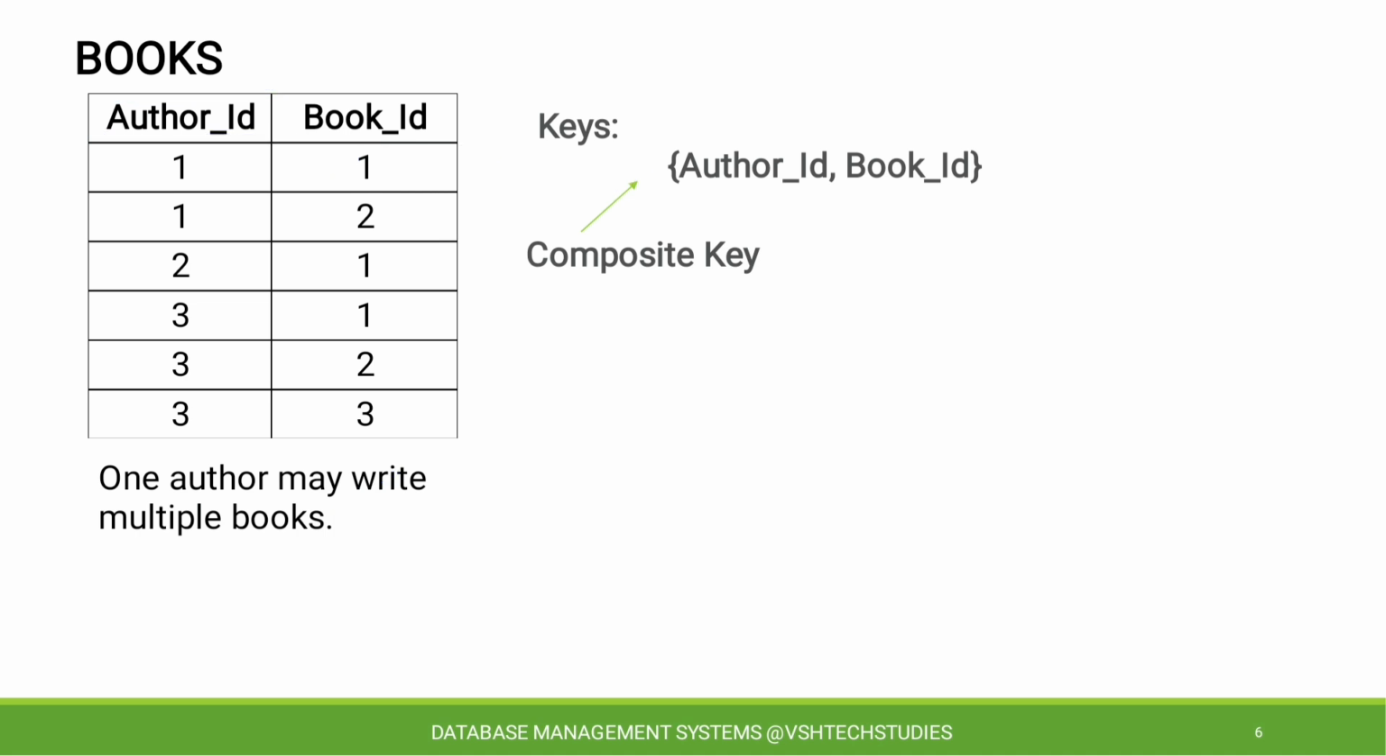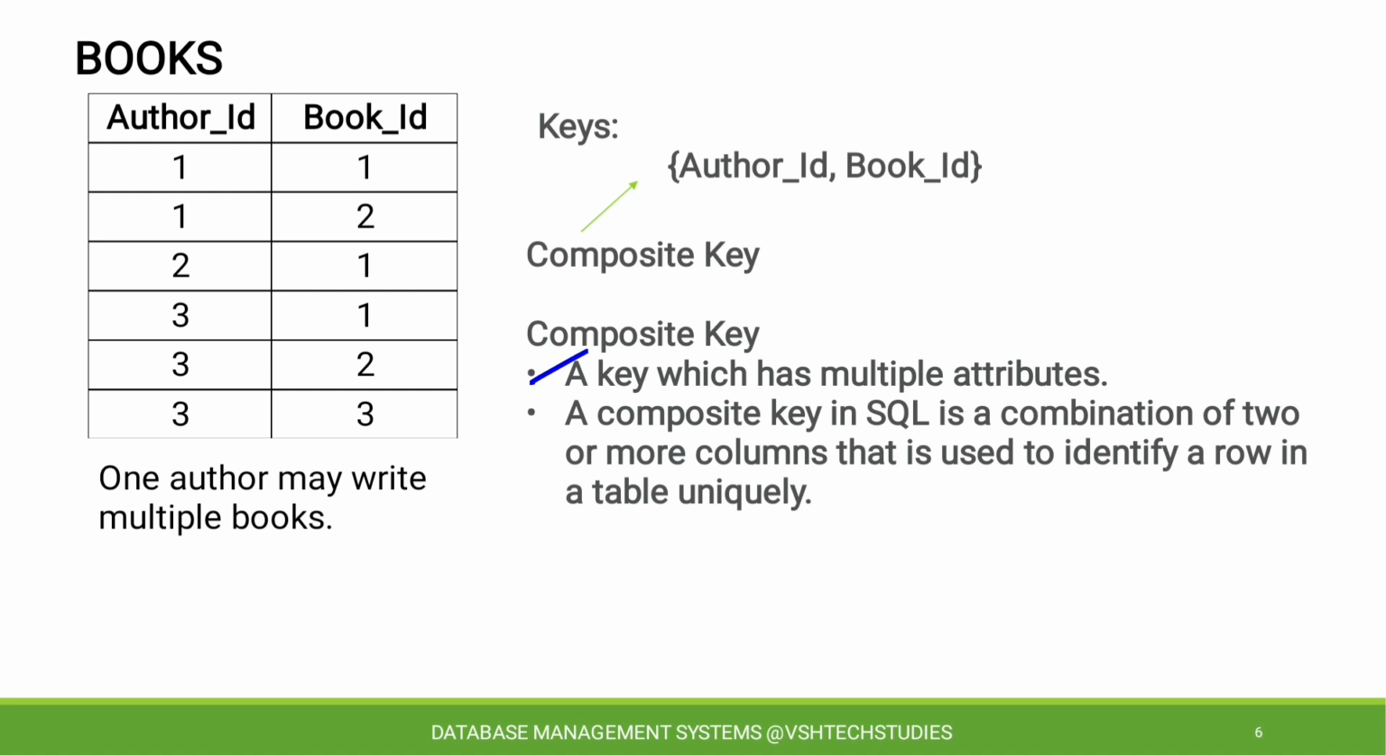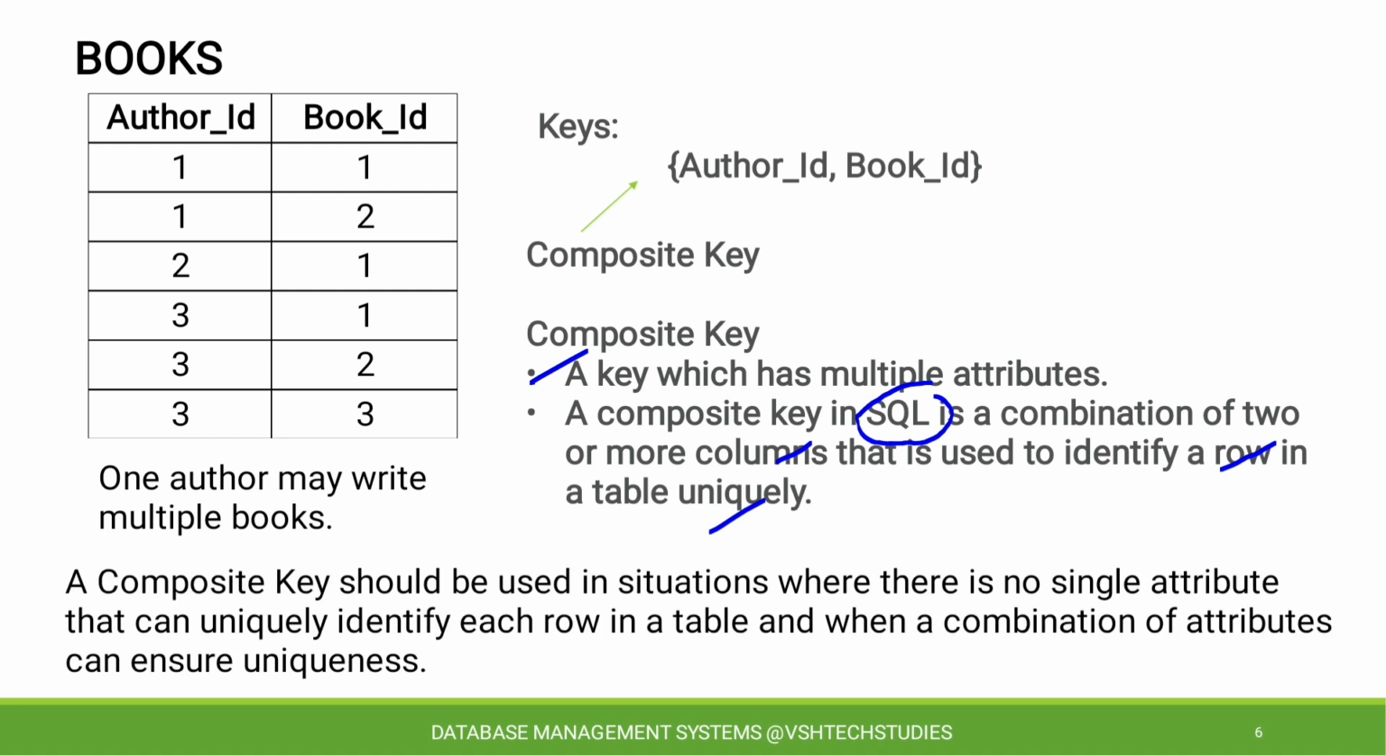So what is meant by composite key? Composite key means a key which has multiple attributes. So it is a combination of two or more columns that is used to identify a row uniquely in a table. So in SQL, structured query language, that is the programming language which is used to communicate with database, these composite keys are used to identify a row uniquely when there is no single attribute that can uniquely identify each row in a table, and only when a combination of attributes can ensure uniqueness, then composite keys are used to identify any row uniquely in a table.